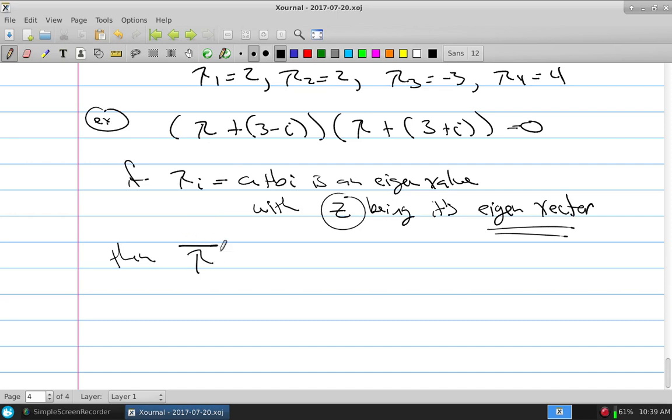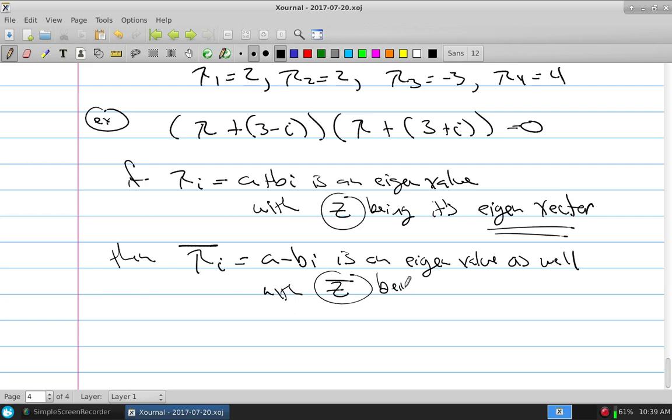lambda complex conjugate, a minus bi, is an eigenvalue as well. In other words, if you find one complex eigenvalue, you have another one that immediately occurs, which is its complex conjugate. And you don't have to worry about finding its complex eigenvector. It will have the complex conjugate of every single thing being its eigenvector.